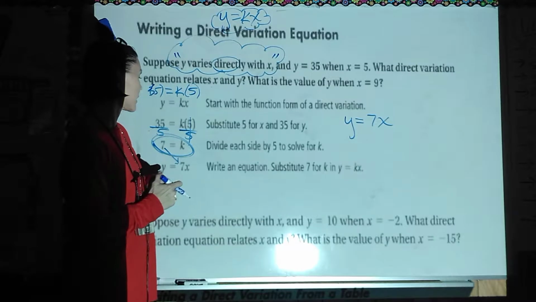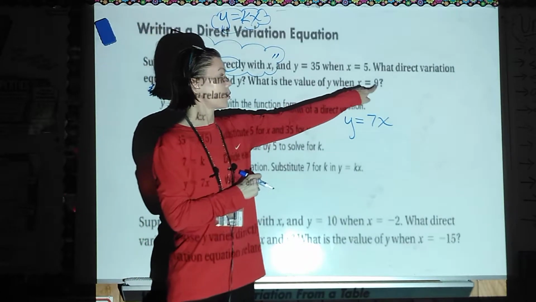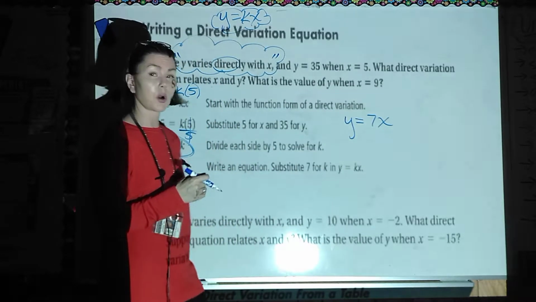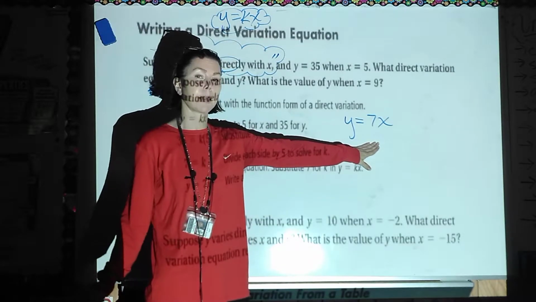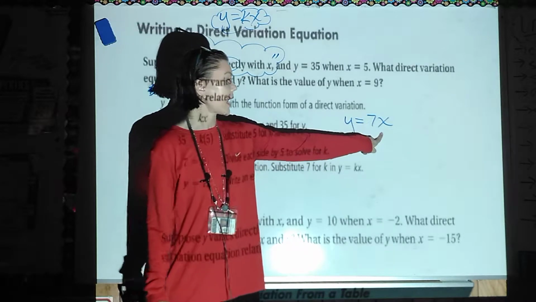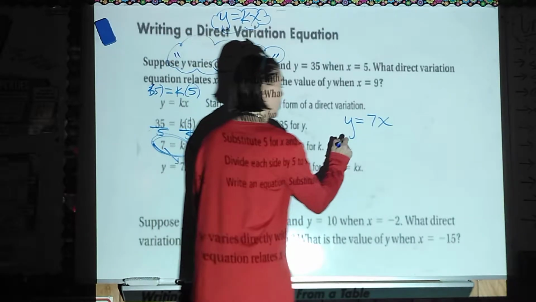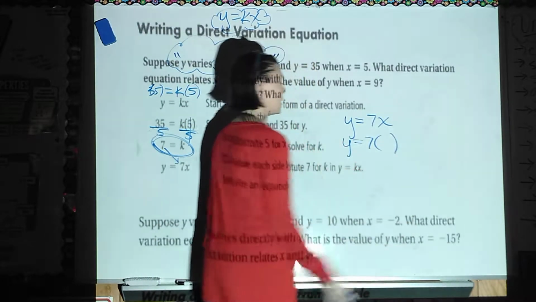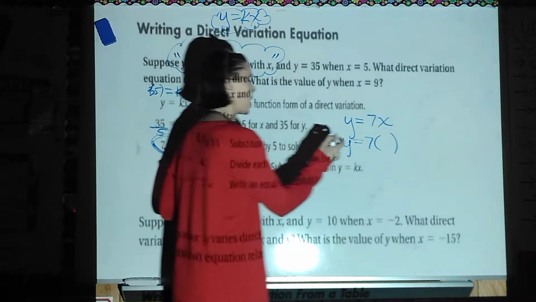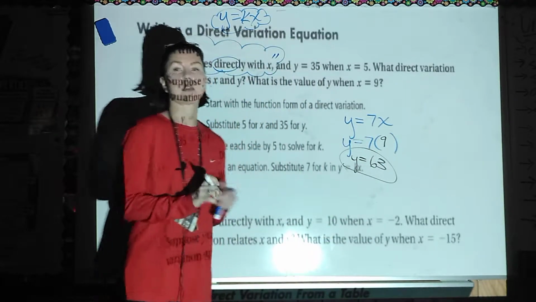And then it says, what is the value of y when x equals 9? Okay, well, they're telling you, we wrote our direct variation equation, okay? And now they're asking you, what is the value of y when x is equal to 9? Well, what do we have to do? Substitute, right? Y equals 7 empty, okay? And they're telling you that x is equal to 9, so let's put 9 in there. And then y equals what? 63, and you're done. That's it.